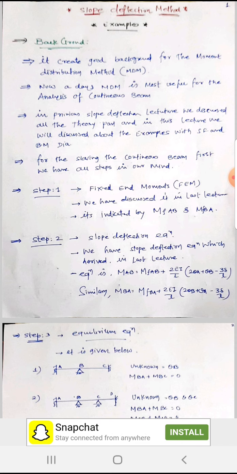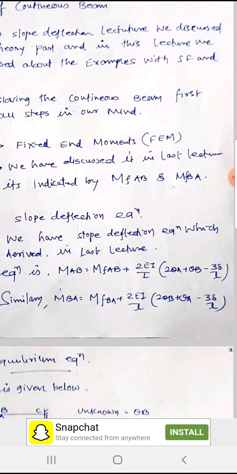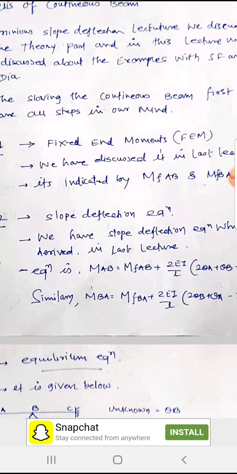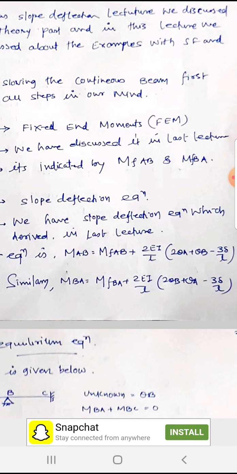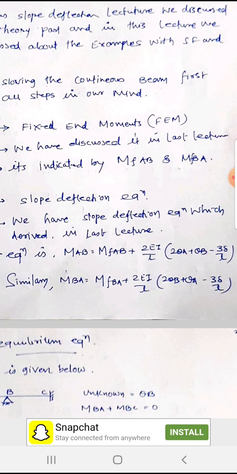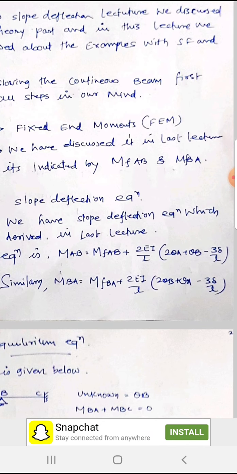Now, step number 2, slope deflection equation. We have the slope deflection equation which was derived in our last lecture. The equation is MAB, meaning moment from A to B. MAB is equal to MFAB plus 2EI upon L, bracket 2 theta A plus theta B minus 3 delta upon L.